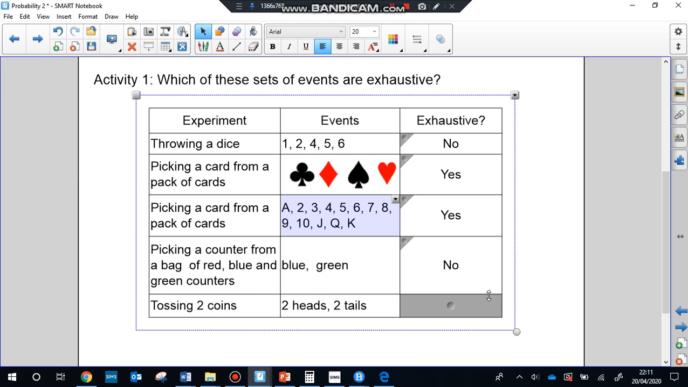so that is not in a list of exhaustive events. If I'm tossing 2 coins, okay, are the only things that can happen that I get 2 heads and 2 tails? Okay, think about that one. If I'm tossing 2 coins, is the only thing that can happen that I get 2 heads or 2 tails? Well, the answer to that is no, because I could have a head and a tail. So I could have a different one on each coin. Okay? So hopefully this has helped you just understand a little bit about what exhaustive events are.